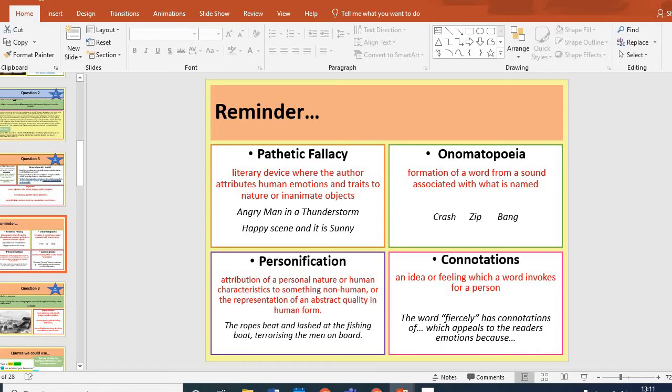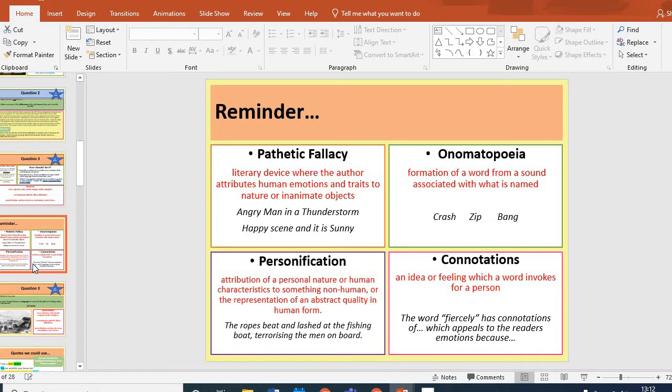So we know ropes in themselves can't actually do those things, so beat something, lash it, or terrorize anybody. But if you were a human, you could. So it gives the connotation that these ropes are aggressive. And as I've just said, connotations is an idea or feeling which a word invokes for you as a reader or a person. So we've got the example of the word fiercely has connotations of what?